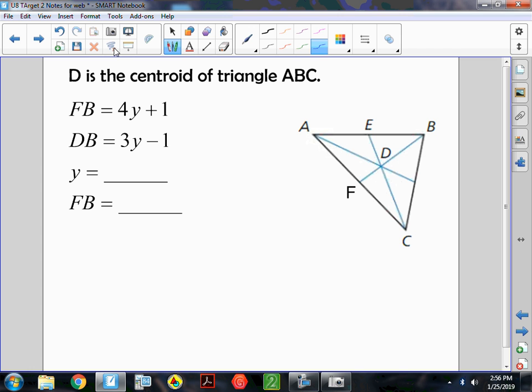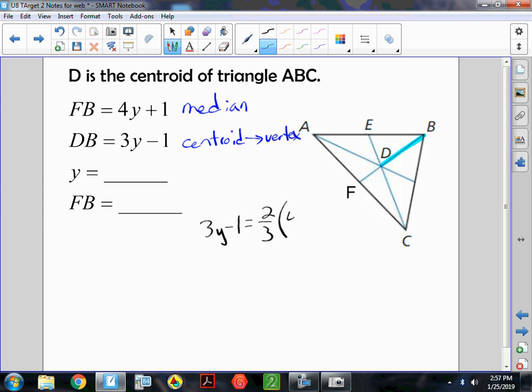For this one, I know that FB is the median. And I know that DB goes from the centroid to the vertex. So that length from the centroid to the vertex is supposed to be 2/3 of the median. So 3y minus 1 is going to equal 2/3 of 4y plus 1. Multiplying something by 2/3 makes it smaller. So I'm taking the entire median, multiplying it by 2/3 to get a smaller value, and then solving that equation.